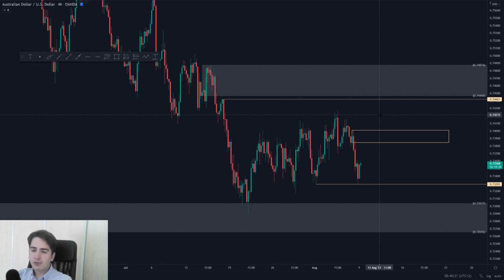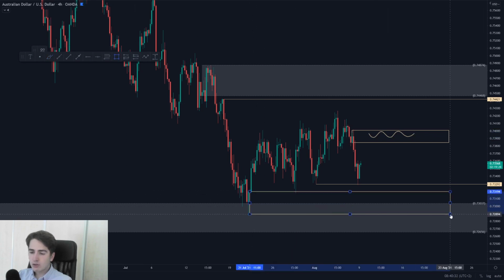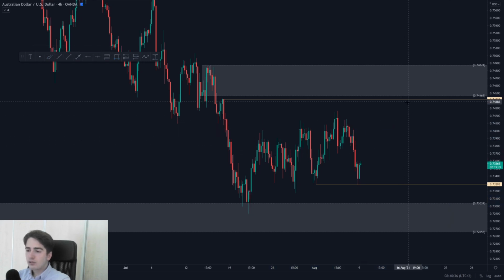So I'm just going to be waiting for those daily zones to get hit, either this area of supply or this area of demand. And this zone will be my intraday zone, alongside this zone down below over here. So that said, let's head over to euro dollar.